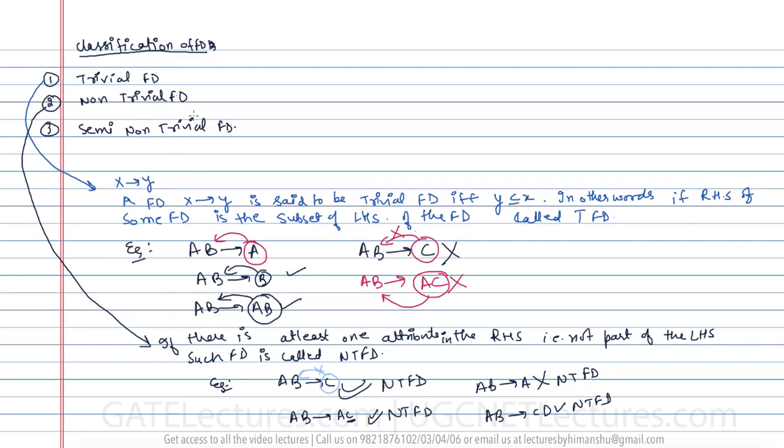We generally use trivial and non-trivial. Semi non-trivial we don't use, but roughly I'm going to explain what a semi non-trivial functional dependency is. If you have a functional dependency like AB determines BC, where some part of the right hand side is common with the left hand side, then it is called semi non-trivial. That means if X determines Y is a functional dependency and X intersection Y is not equal to phi, then this kind of functional dependency is called semi non-trivial functional dependency. Now let us look at some of the closure properties or the inference rules.